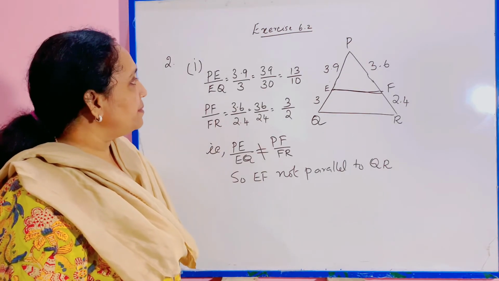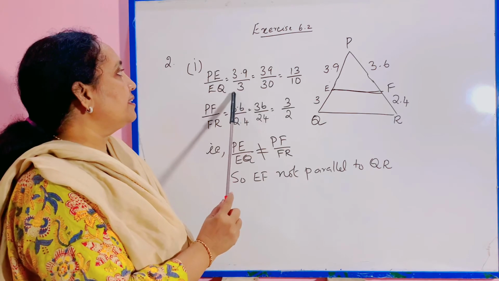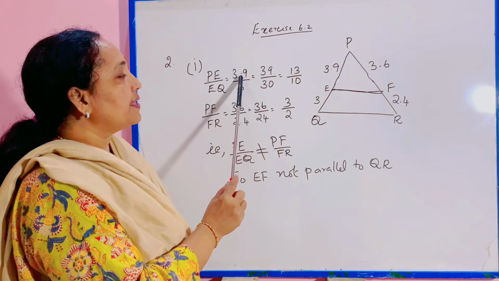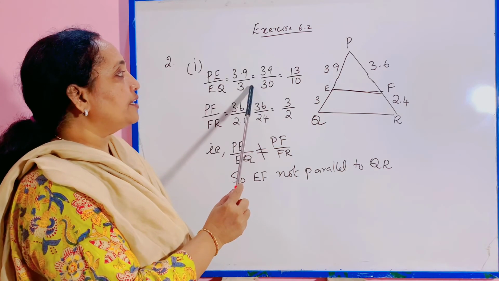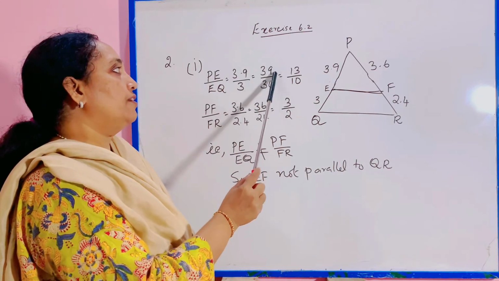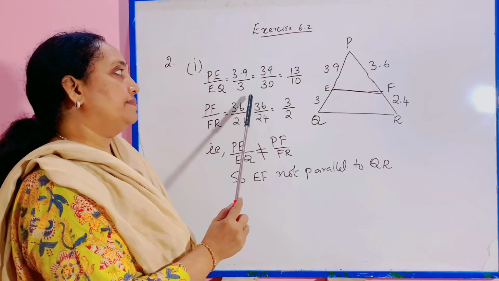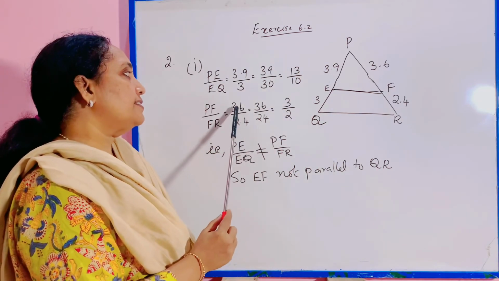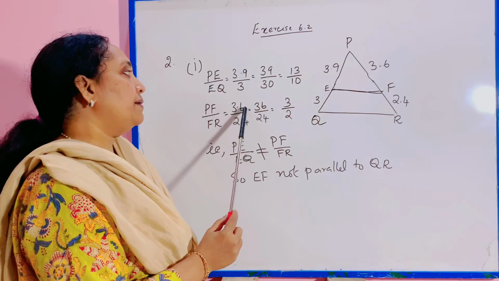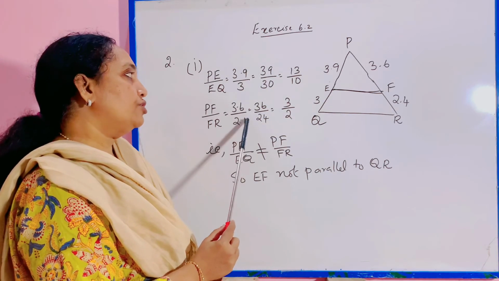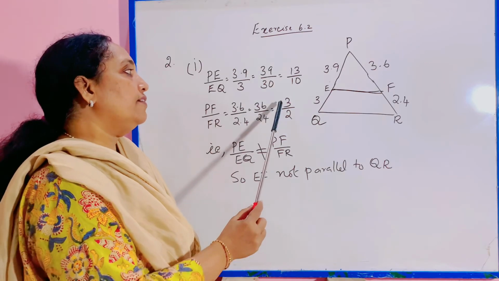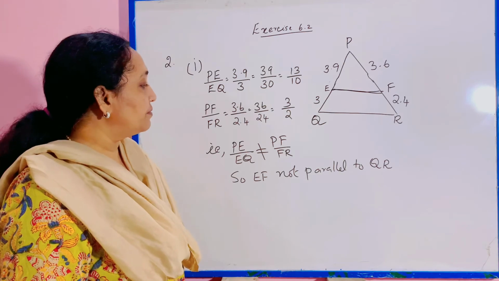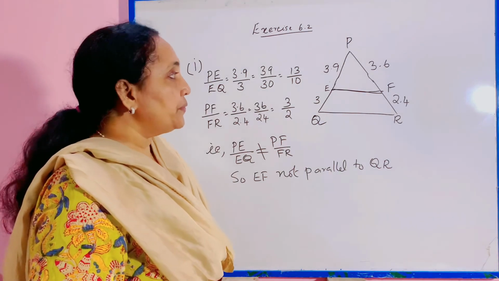Look at the answer. PE by EQ is equal to 13 by 10. So here it is 3.9 by 3. For removing that decimal, I multiplied both the numerator and denominator by 10. That is why I got this step. Then 3 is the common factor. Then you get 13 by 10. Here also I did the same way. Multiply both the numerator and denominator by 10 to remove the decimal. Then you will get 3 by 2. That means PE by EQ is not equal to PF by FR. Therefore, EF is not parallel to QR.